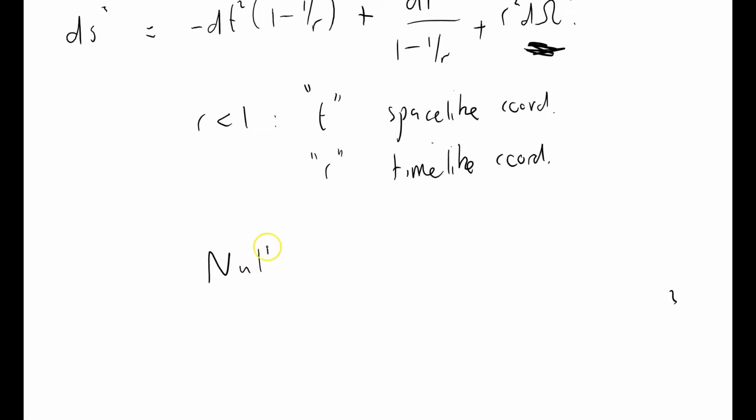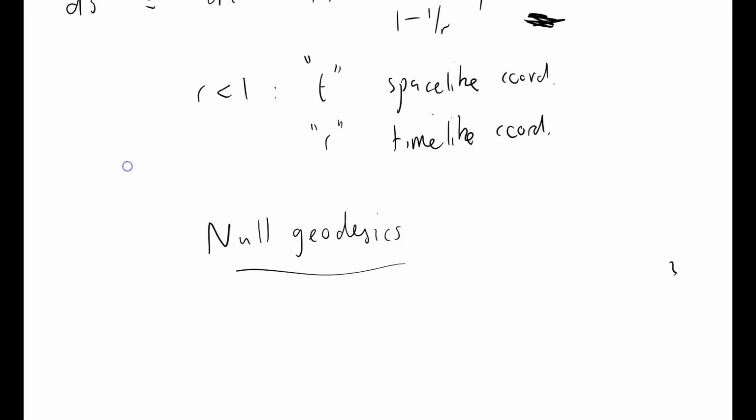I'm going to consider null geodesics, and I'm going to go very, very slowly because it's very easy to introduce mathematical infelicities into your thinking. So I'm going to consider null geodesics, radial ones. So that means that d omega squared equals 0. And of course, a null geodesic is ds squared equals 0.